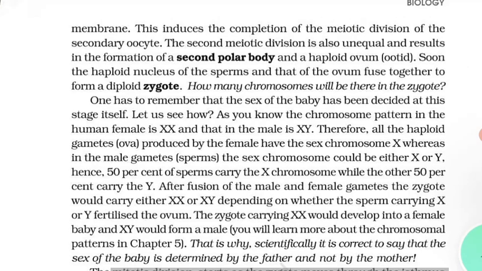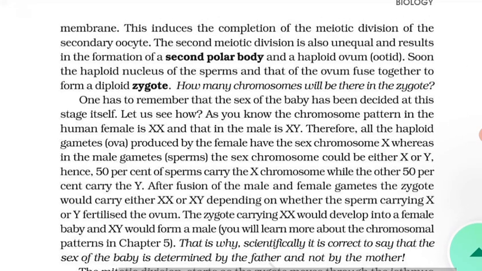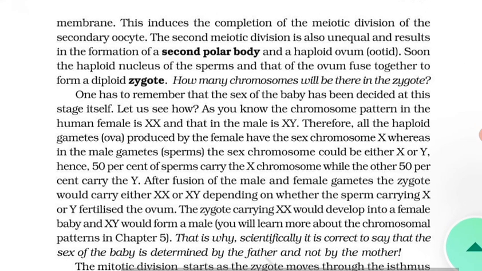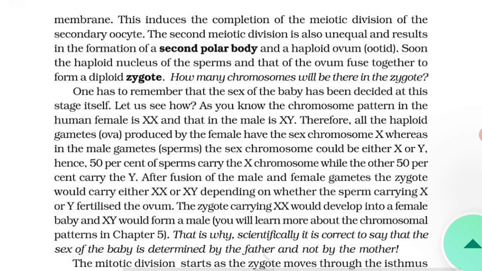So the next is the mitotic division starts as the zygote moves through the isthmus of the oviduct, called cleavage, towards the uterus and forms 2, 4, 8, 16 daughter cells called blastomeres.